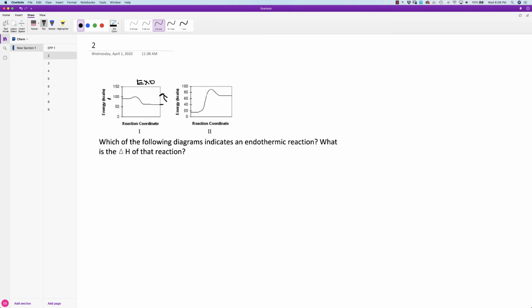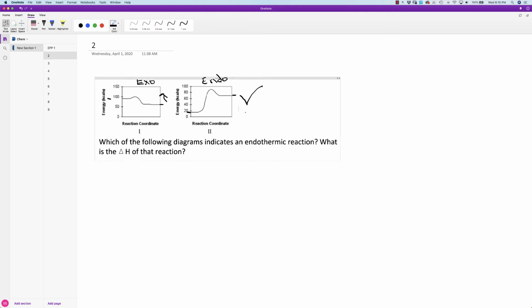Okay? On this one, we're down here really low. We have all this energy put into the reaction to get up here, and then it finishes and it ends way up here. So you're having to take energy from the surrounding in order to get this reaction to take place, and you end way up here. You put all this energy into it. That means that this is endothermic. It requires energy. So which of the following indicates an endothermic reaction? Well, it's going to be this one.